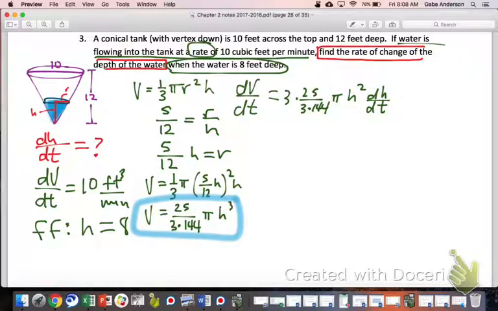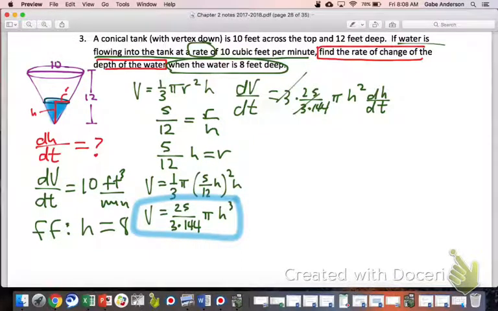The 3's will cancel. Still haven't picked up my calculator, just because we don't have to. Keeping it easy, right? And now I think we can plug stuff in. Maybe we turn to the calculator at this point. That'd probably be nice.